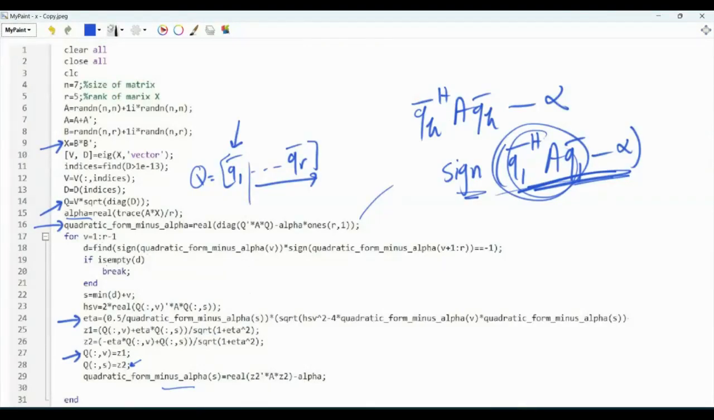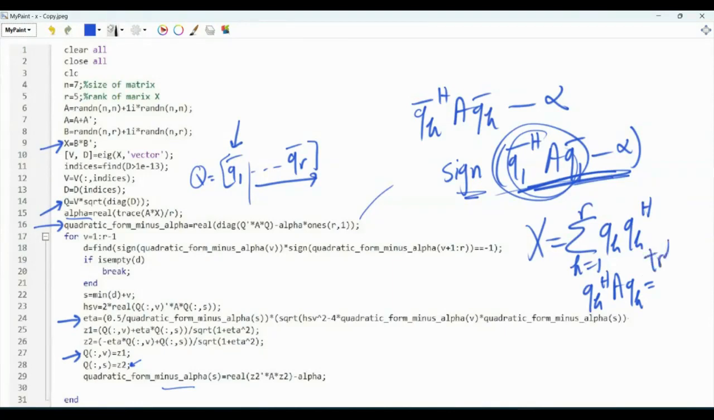At most, in r minus 1 steps, we will modify the vectors and get X as a summation, K from 1 to R, QK Hermitian, and at the same time, for every K, QK Hermitian A QK is a constant, the constant that is equal to the inner product of A and X divided by R.